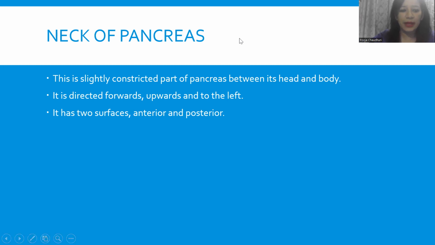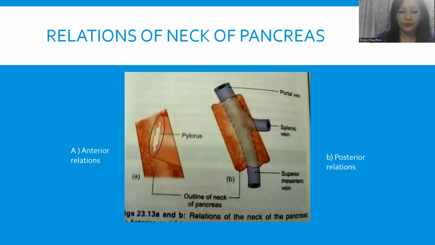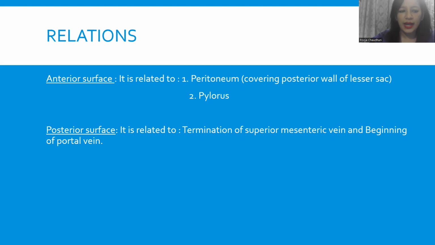Next is the neck of the pancreas. This is a slightly constricted part of the pancreas between the head and the body, and it is directed forwards, upwards, and to the left. It has two surfaces, anterior and posterior. These are the relations of the neck of the pancreas. We can see the anterior relations and also the posterior relations over here.